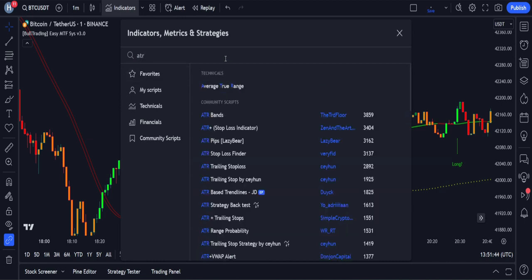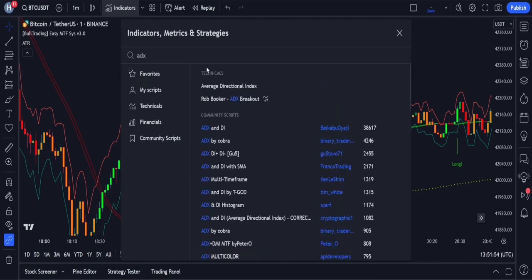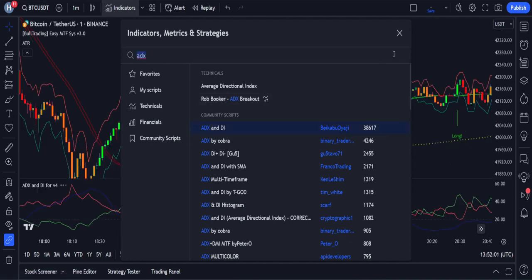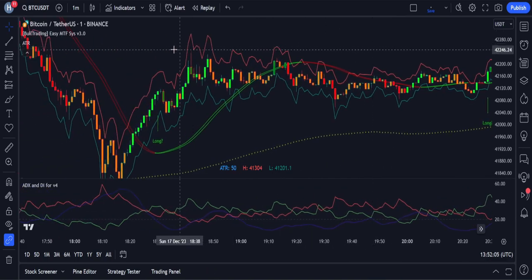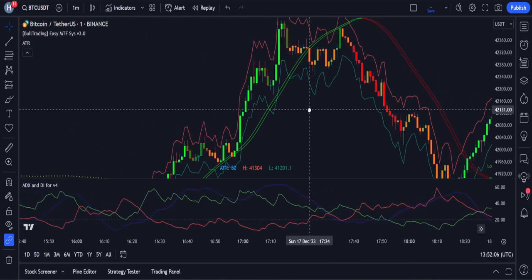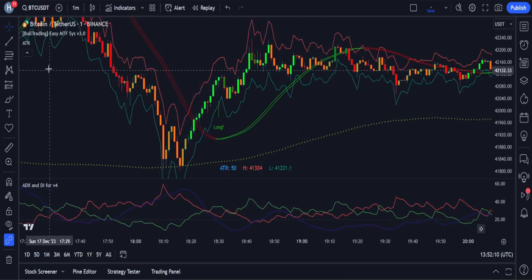The second indicator that we will be adding to the chart is the ATR Stop Loss Finder. We will select the indicator made by Verifid and add it to the chart. The last indicator that we will be adding to the chart is the ADX and DI indicator. We will be selecting the indicator made by this creator. Those were all of the indicators that we will be adding to the chart. So this is very different to the chart that I showed you at the beginning of the video. We will change the indicator settings to optimize them for the 1-minute time frame.